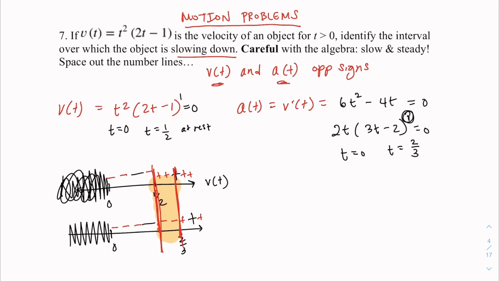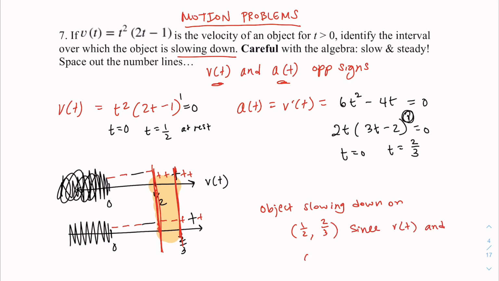So we would say the object slows, or it's slowing down, on 1/2 to 2/3, since v of t and a of t, which is v prime of t, have opposite signs. And then again, notice that this region doesn't work for us because they have the same signs. So in this case, our particle's moving to the right because v is greater than 0, and it's also being pushed to the right because acceleration is positive as well. So our only answer is this highlighted interval here.